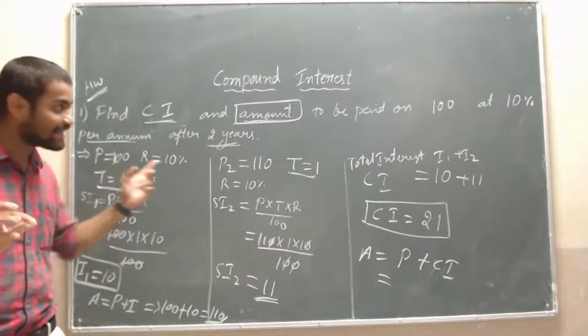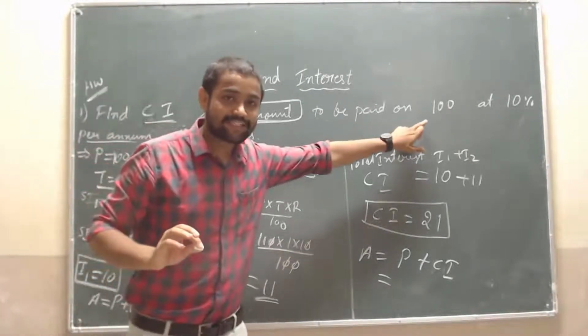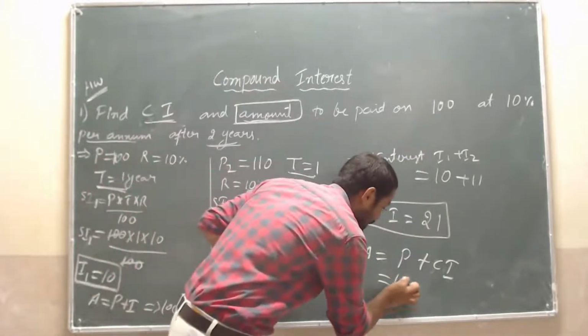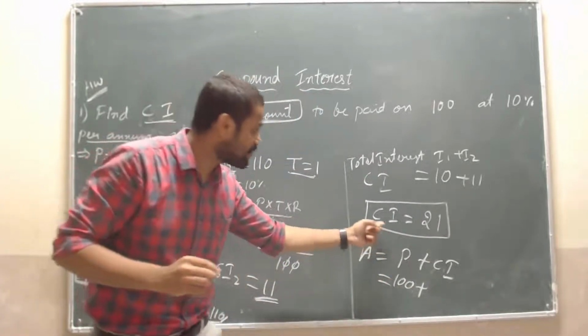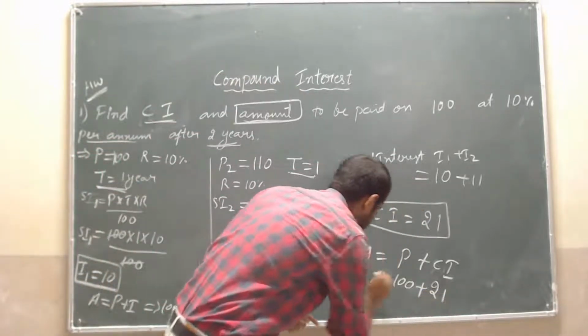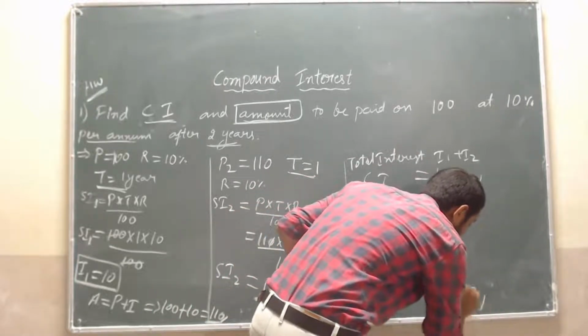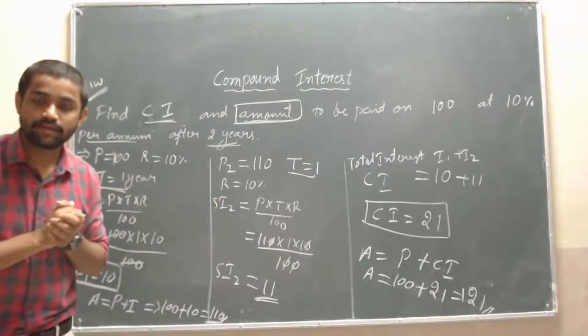100 rupees. Sir, here it is not 110. Yeah, no. Here inside the question what is given, sir? 100 rupees is given. That is the principal amount. 100 plus. What is that? CI? Compound interest is 21 rupees. And total amount how much do we have to pay? 121 rupees after 2 years.